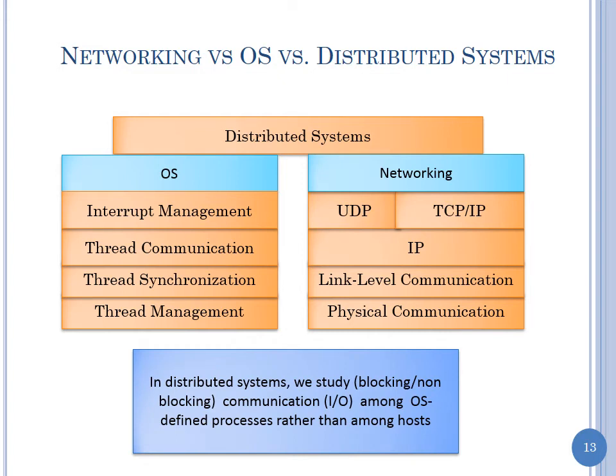Okay? So in distributed systems, we study blocking or non-blocking communication, which is a special form of I/O, among OS-defined processes rather than among hosts. So we still have to do with networking issues. We still have to worry about how to send data across the network and receive data from the network. But we also have to deal with a whole other set of synchronization and abstraction issues. Okay? Because by providing process-to-process communication, you're providing a higher level abstraction than host-to-host communication.